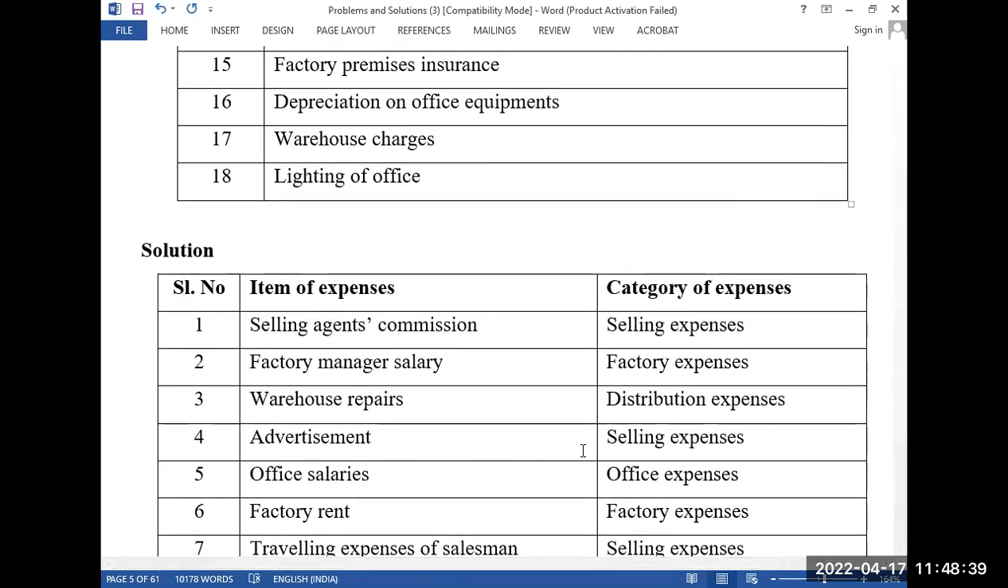Warehouse charges. The depreciation on office equipment comes under which overhead? Sir? Office and admin overheads. Okay, it's clearly given as office equipments. Office equipment may be a computer. Sorry, sir.